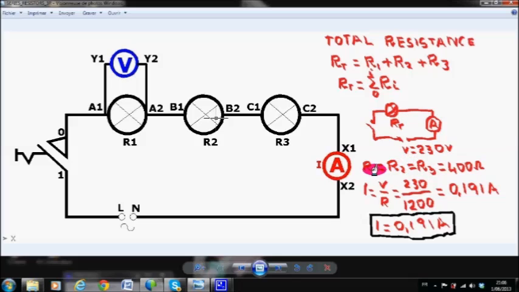For example, if you get R1 equal R2 equal R3 equal 400 ohm, the current that flows through the circuit is the total V over the total R, equal 230 divided by 1200. You get the current is 0.191 amps.